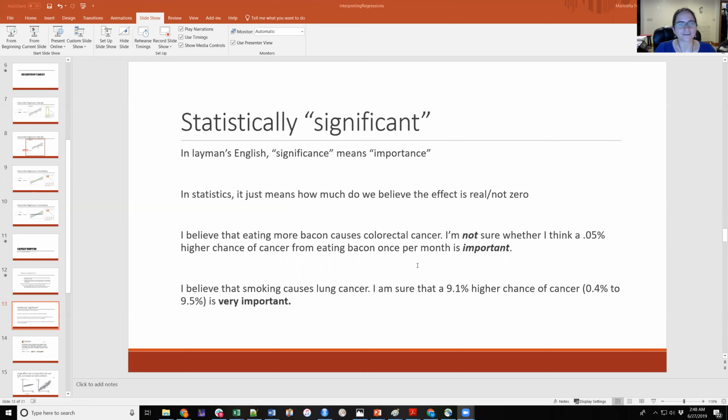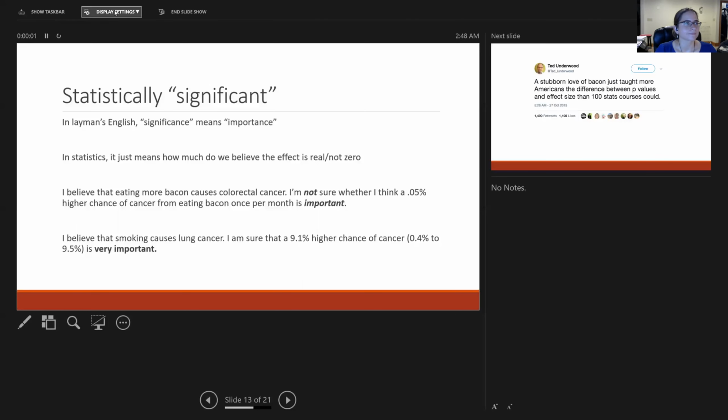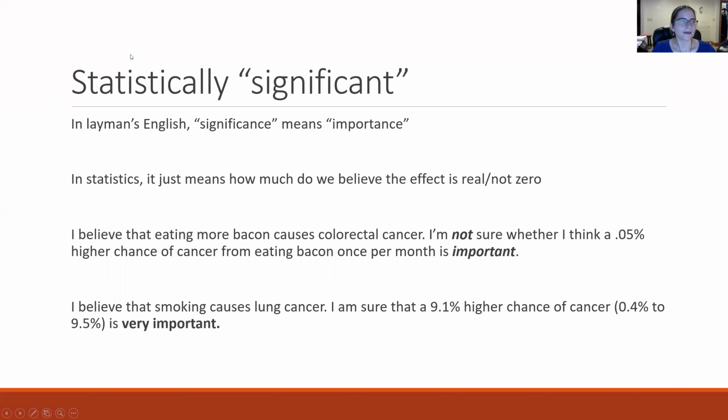So in layman's terms, statistical significance means importance. And that's the English term. Statistically significant in English means important. In statistics, it just means how much do we believe that the effect is not zero. It's a belief, and it's a belief about the slope not being flat.